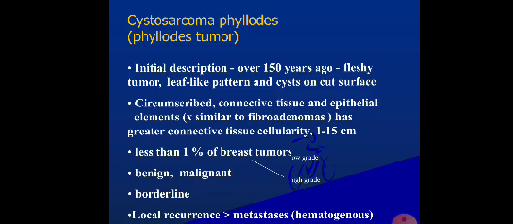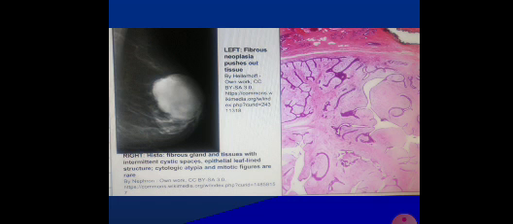Size varies from 1 to 15 centimeters, so it may be very big. We have to differentiate this from the giant fibroadenoma. If the giant tumor has excessive connective tissue proliferation compared to the epithelial component, and the typical leaf-like pattern on the cut surface and in the microscopic slides, then we label it as phylloides tumor. They are less than 1% of breast tumors. They may be benign, they may be malignant, low grade or high grade, or borderline. Local recurrence is more common compared to metastasis, and metastasis can occur in the malignant phylloides, the hematogenous metastasis.